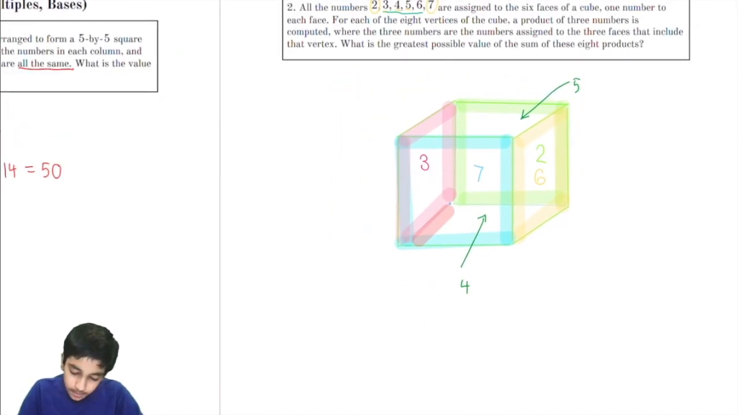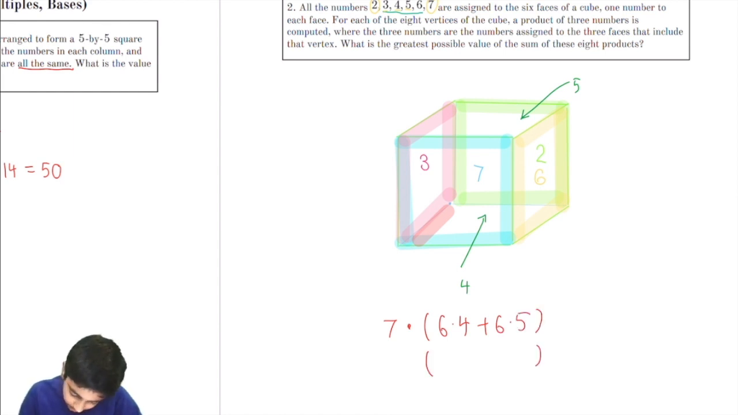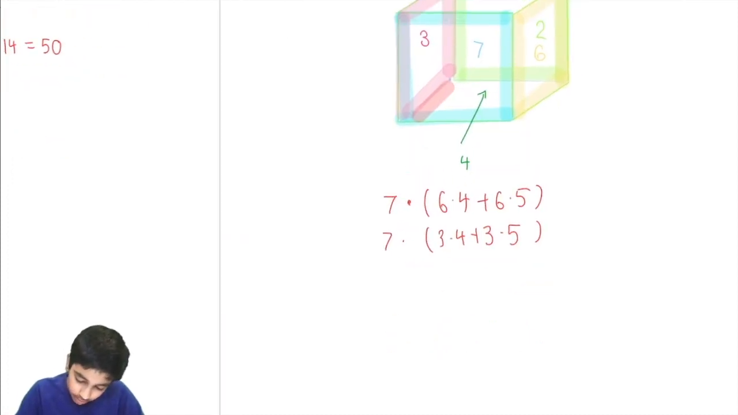So now what we need to do is multiply out all these possible products. So we're going to do 7 times 6 times 4, plus 7 times 6 times 5. And then we're also going to add 7 times 3 times 4, plus 7 times 3 times 5. So we're just adding up 7 times 3 times 4, 7 times 3 times 5, 7 times 6 times 4, 7 times 6 times 5. And now we can just add these all up together.